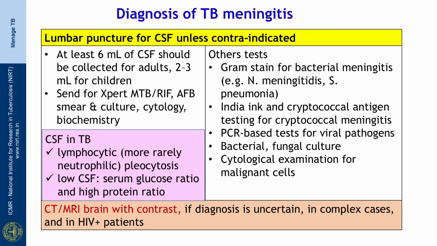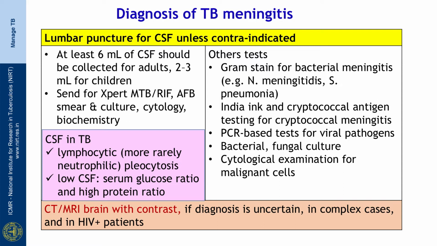For tubercular meningitis, lumbar puncture should always be done unless there is a contraindication for the same. At least 6 ml of CSF should be obtained in adults, and we should try to have 2 to 3 ml of CSF in children, and this specimen should be sent for Xpert test, AFB smear, culture, cytology and biochemistry. In cases of tuberculosis, CSF usually shows lymphocytosis, although rarely it may show neutrophils. A low CSF to serum glucose ratio and high protein indicate tuberculosis.